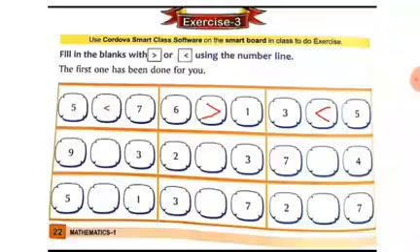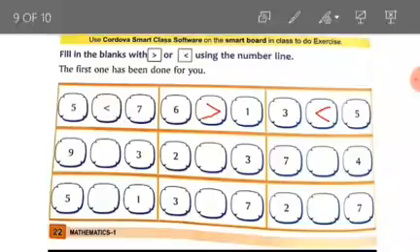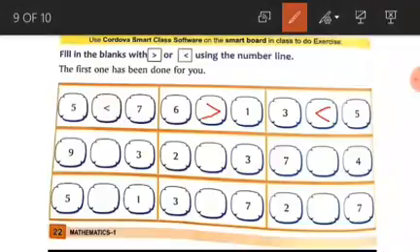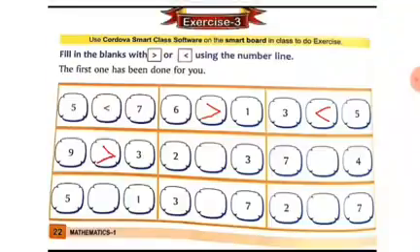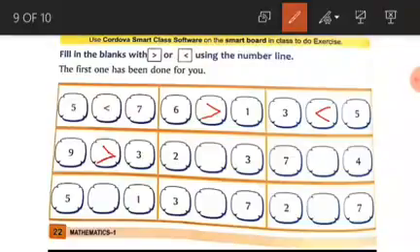Now look at the next one. 9 and 3 is given here. So with the help of the number line, 3 is closer to 0 and the distance between 0 and 9 is much more. So 9 is greater than 3. Like this we will solve all the questions. Now the next question: 3 is more than 2. So we put the sign like this.